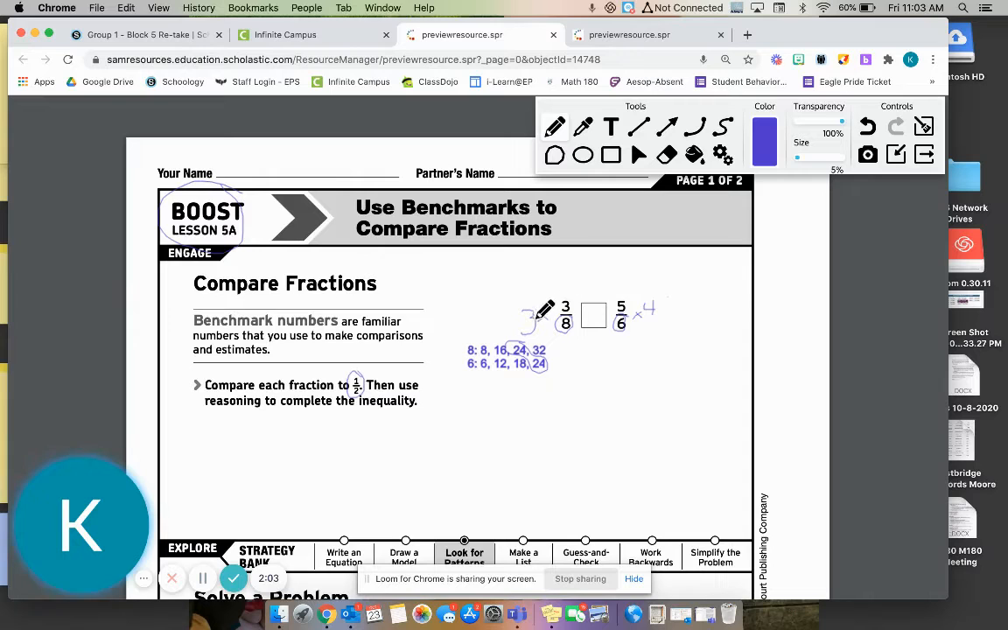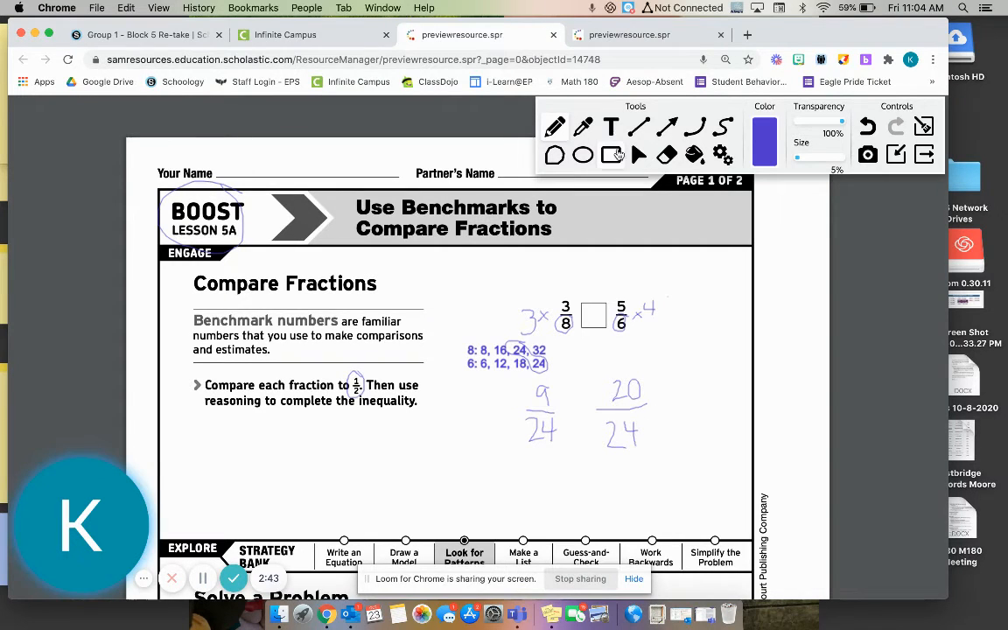3 times 3 equals 9. 3 times 8 equals 24. Now remember, it's important to realize that these two fractions, 3/8 and 9/24, are equivalent. That's the fancy word for equals. Next, we're going to do our multiplication for the fraction on the right. 5 times 4 equals 20. 6 times 4 equals 24.